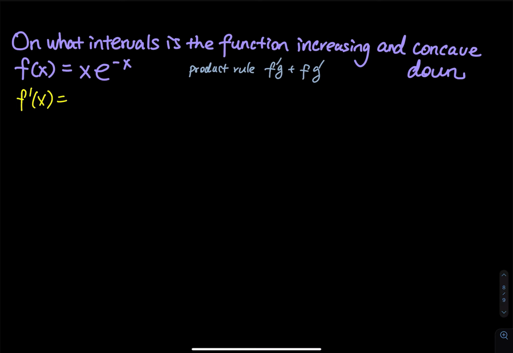So the derivative of x is equal to 1. And then we have e to the negative x. And then plus x, the derivative of e to the negative x is e to the negative x times negative 1. And then this one we have to clean everything up. We have e to the negative x and then minus x e to the negative x, and then we have to set this equal to 0.